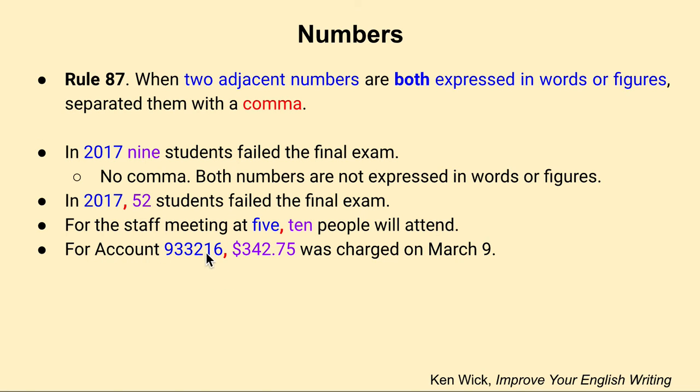And for this account, this amount was charged on March 9th. So here we have two adjacent numbers, so we put a comma between them. And the comma is required per Rule 5. If I look back to the previous example, Rule 5 would also probably apply there too. But my point was to show you had two adjacent numbers, which means they need a comma.